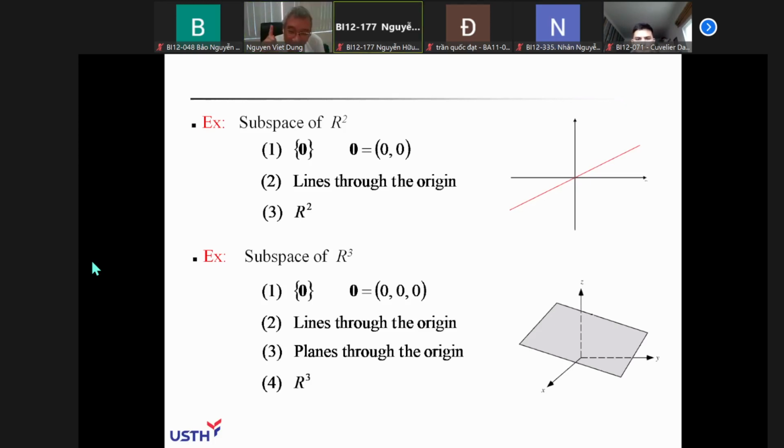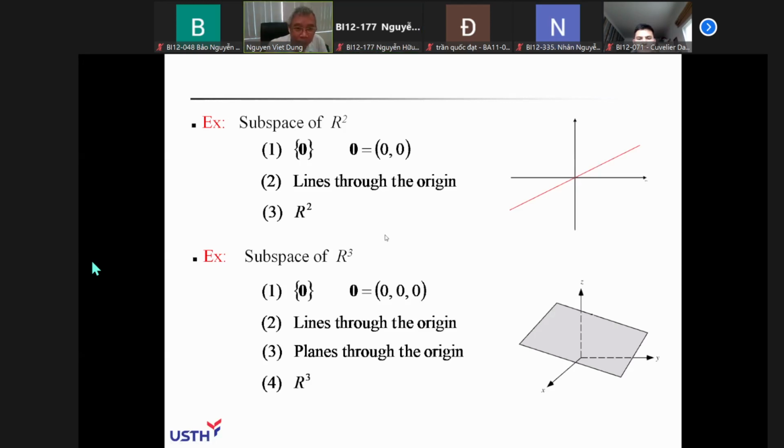No, I give you a hint. Please take a line which is not going through the origin, and you can verify that property number 1 and property number 6 will be broken. Because of that, it is not a vector space. That is the reason why we always require that the line or the plane must go through the origin. Okay, thank you.